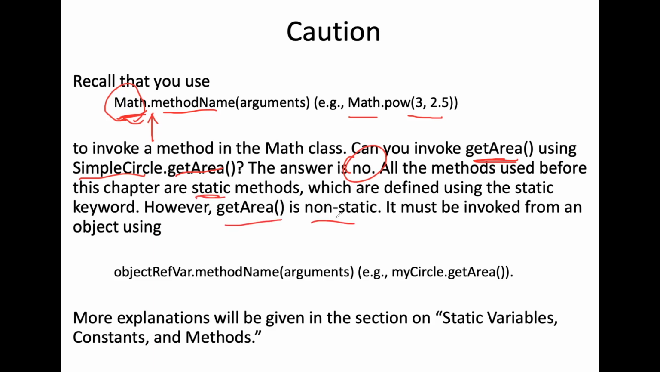getArea is non-static because its Circle object is not declared using the static keyword. Instead, that simple Circle, as we saw earlier, is dynamically instantiated using the new operator. Basically, using new to create something, that something is not static. So if this is not a static variable, you will not be able to make use of its class dot method name. You have to use that instance name. Object reference variable dot method name will be the key, and not Circle dot method name, because Circle is not a static class. We'll go through this in the static variables, constants, and methods section.